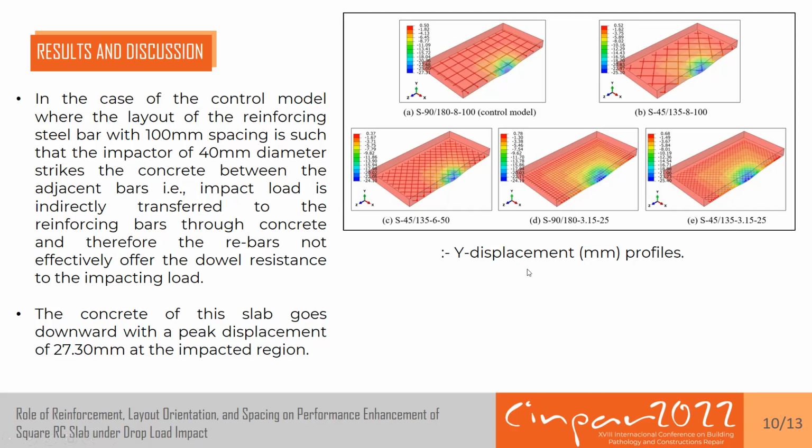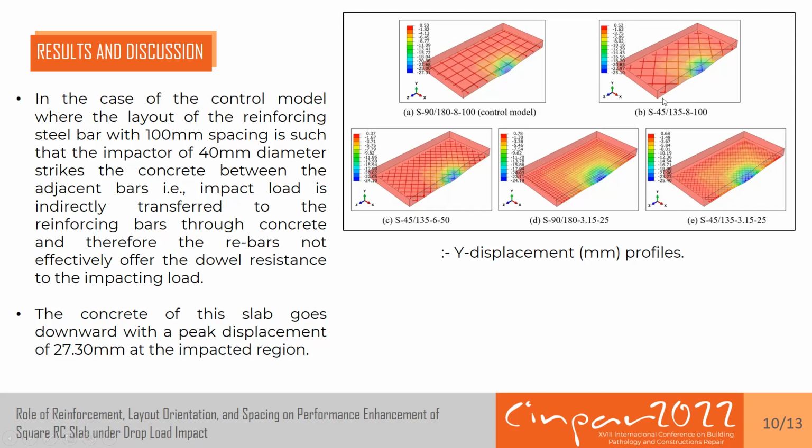So this is the vertical displacement profile of these five slabs. In the case of the control model, you can see that it experiences a total displacement of 27.31 mm, whereas in the second model, by changing the layout from 90-180 to 45-135, the displacement is reduced from 27.31 mm to 25.10 mm.